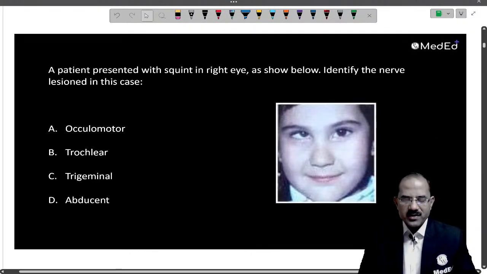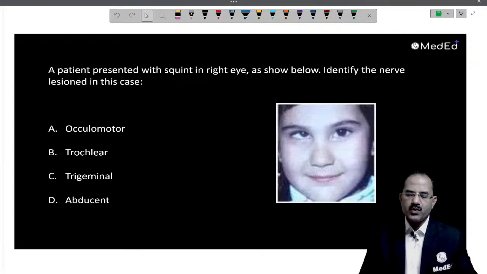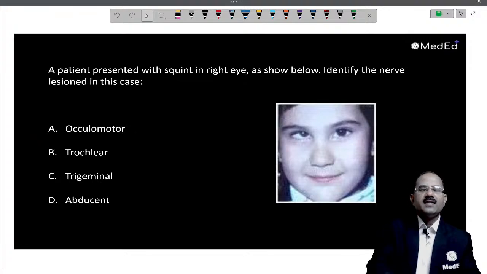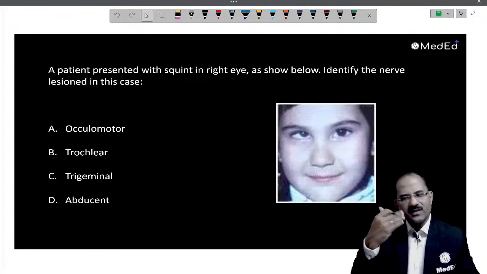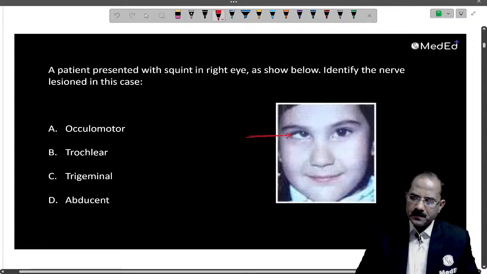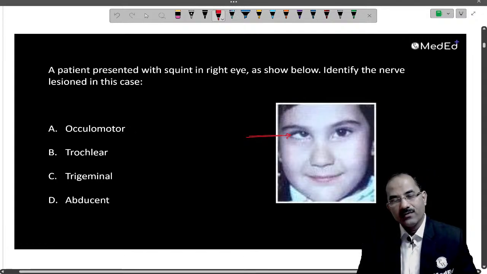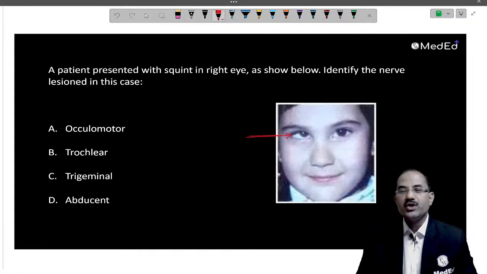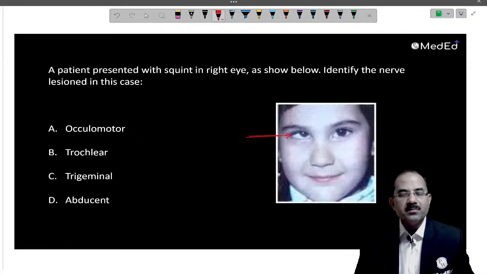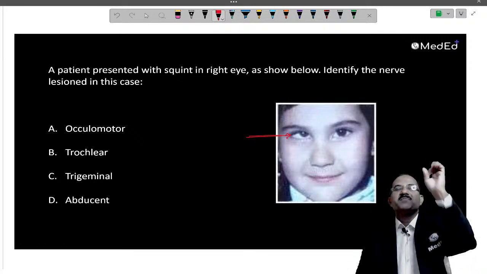A patient presented with a squint in the right eye, as shown below. Identify the nerve lesion in this case. Yes, students. Be interactive. Come on, if you can answer this. Now, if you see this eye, look at this eye. Where is the eyeball going? Towards the medial side. The eyeball is being pulled towards the medial side. That means which muscle is paralyzed?